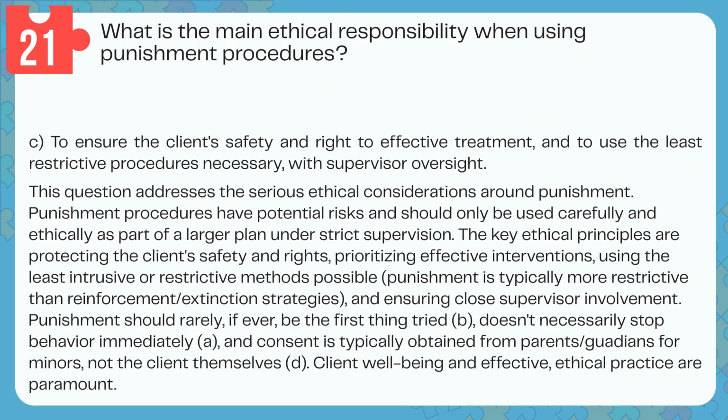or restrictive methods possible. Punishment is typically more restrictive than reinforcement/extinction strategies, and ensuring close supervisor involvement. Punishment should rarely, if ever, be the first thing tried. B. Doesn't necessarily stop behavior immediately. A. And consent is typically obtained from parents/guardians for minors, not the client themselves. D. Client well-being and effective ethical practice are paramount.